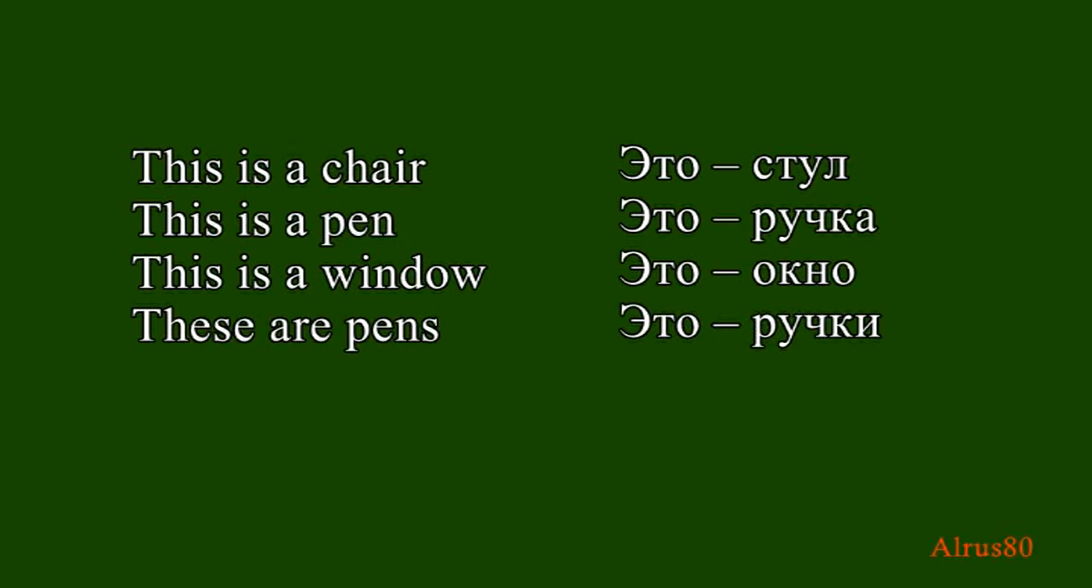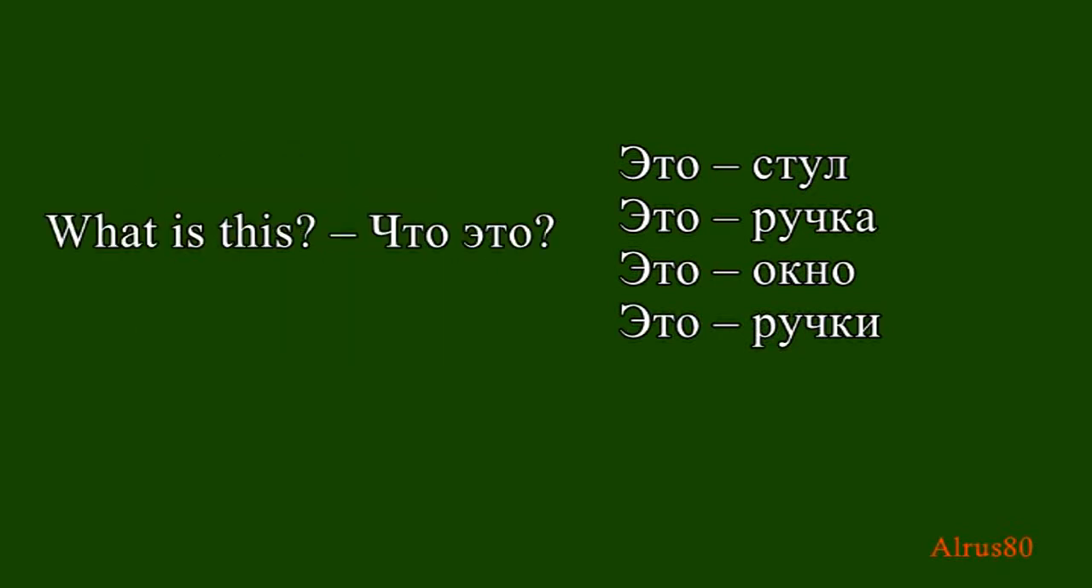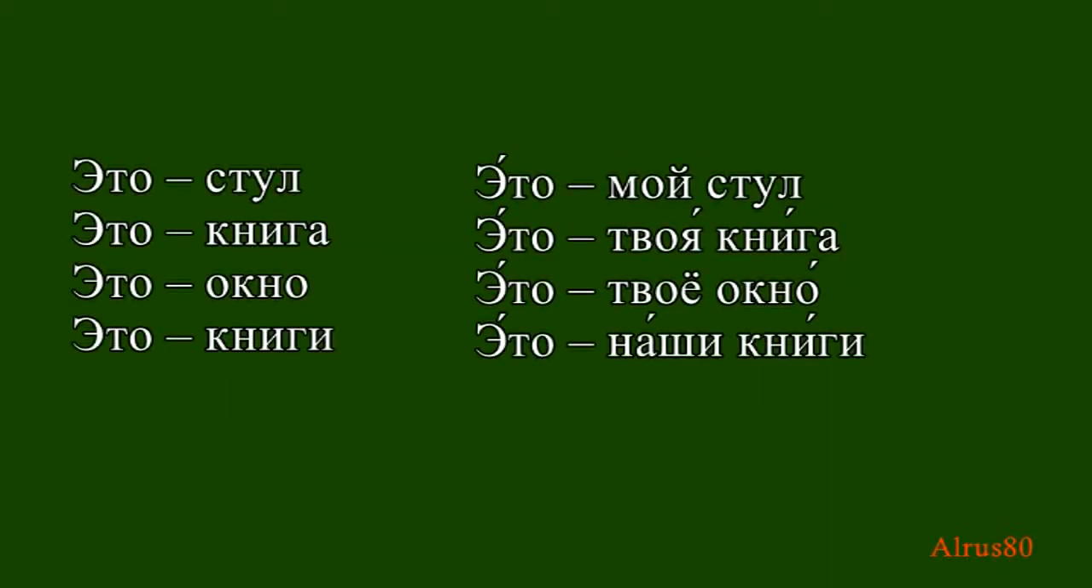And those introductory sentences are the answers to the questions, what is this? Что это? Это стул, ручка, ручки. Then you can expand those phrases and add a corresponding personal pronouns. Это мой стул. Это твоя книга. Это твое окно. Это наши книги. All of these are introductory phrases.